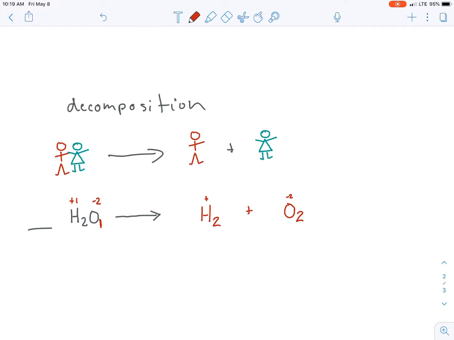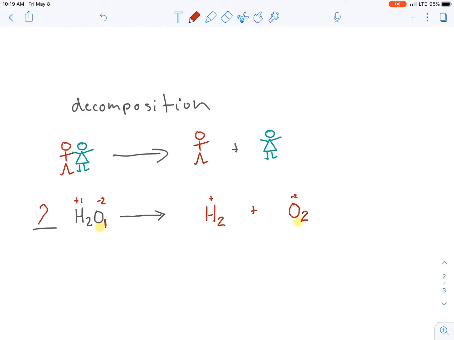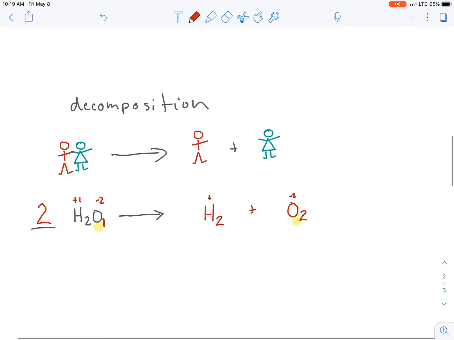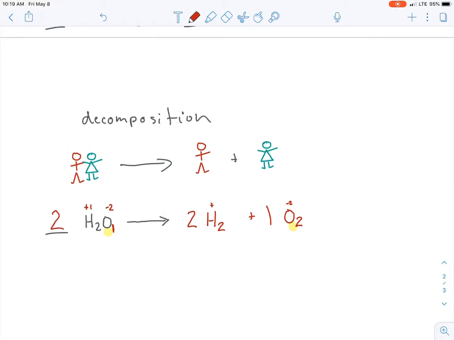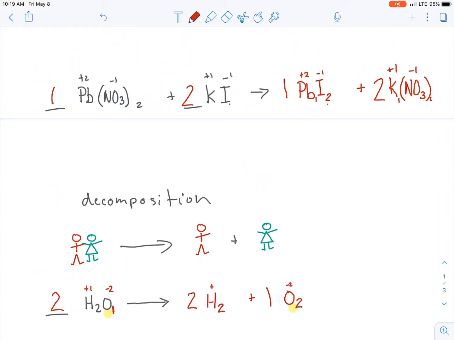1 O, 2 O's. Fix that first. So we're going to put a 2 on this side. Now fix the partner. That's 4 H's. 2 times 2 is 4. 2 times 2 is 4. Hey, that was an easy balance. We can put a 1 here if you want. And that would be it. All right? Those are the main types of reactions.